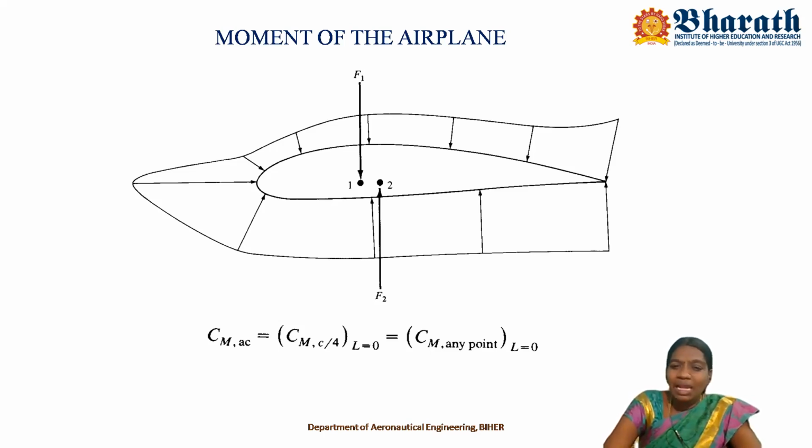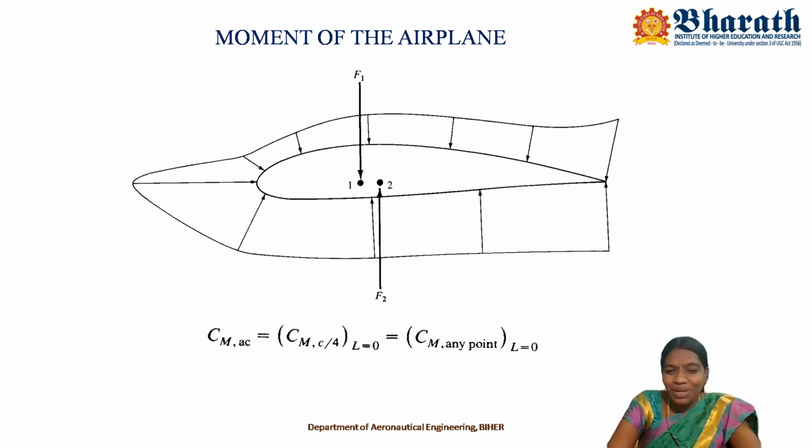And L is equal to 0. What do we mean by that? Lift is equal to 0. If F1 and F2 are equal to each other, it means that lift is equal to 0. So in order to obtain lift, F2 should be greater than F1.